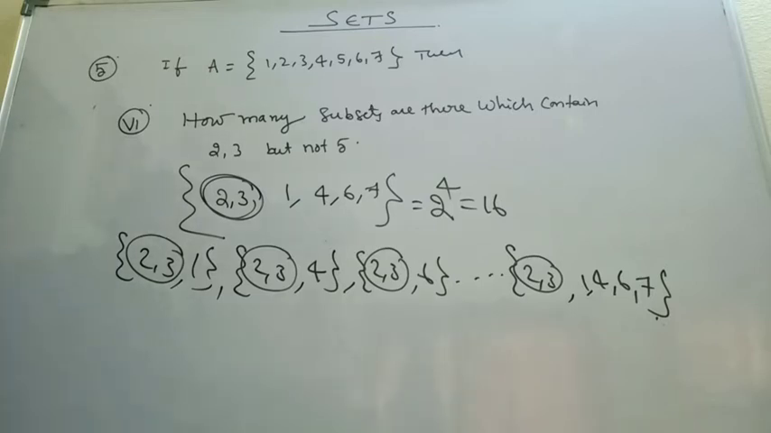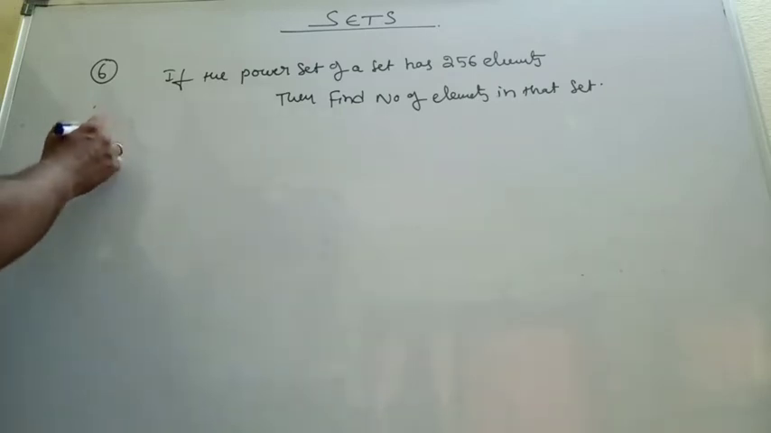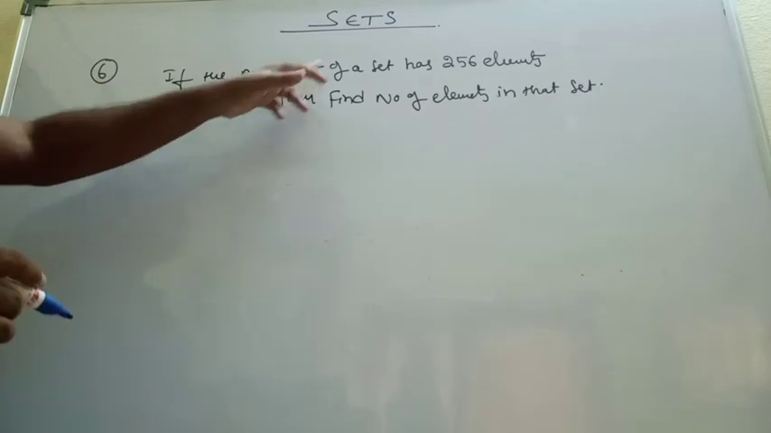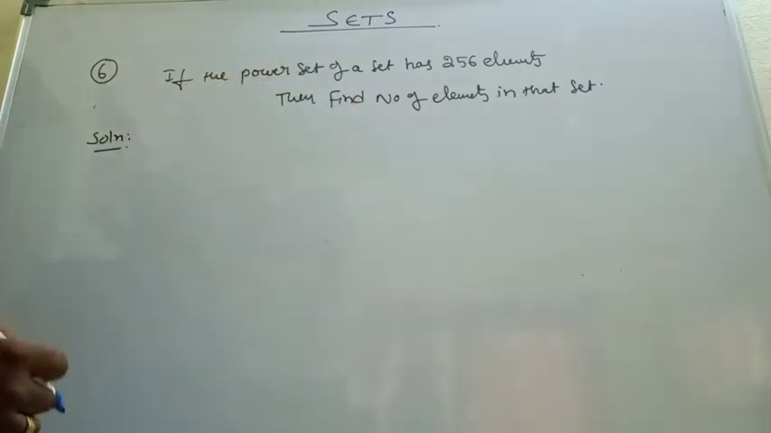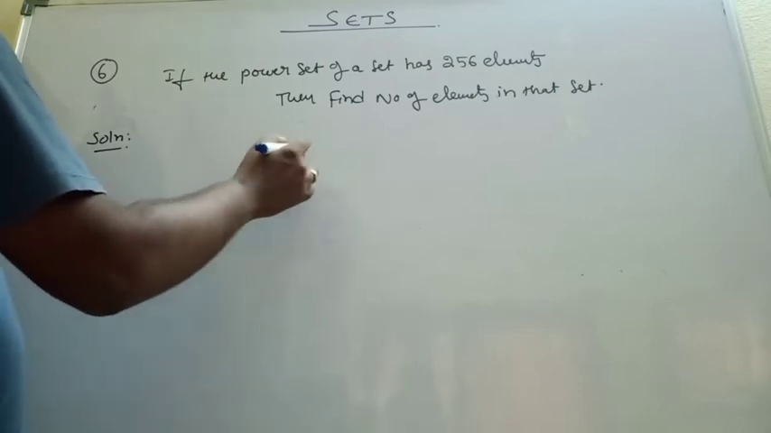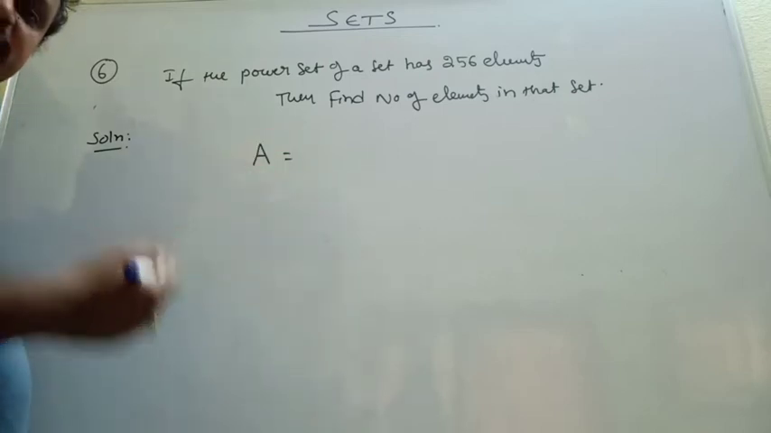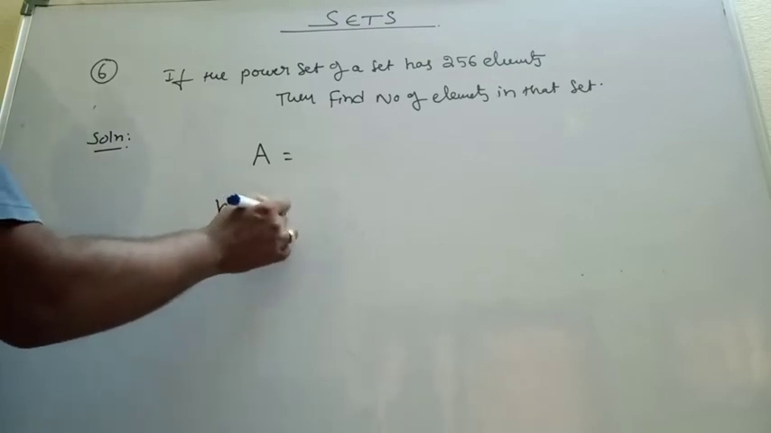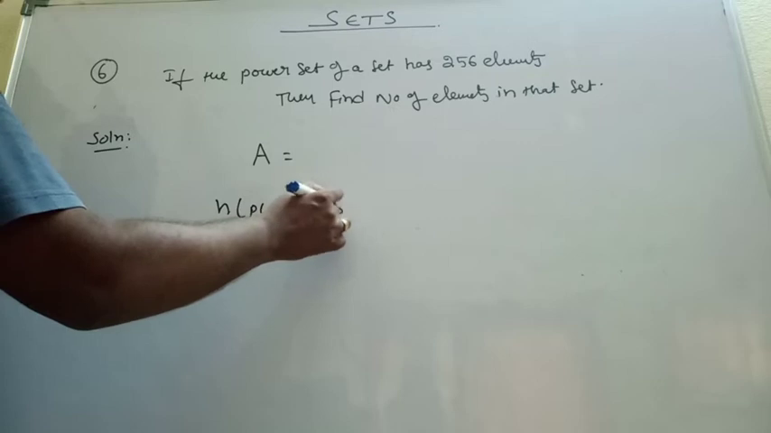Right? Now see, my dear students, this particular problem, okay, very simple and basic problem. If the power set of a set has 256 elements, find the number of elements in that set. Now A is that particular set. A is the set what we are having here. Now n of P of A, the power set of A, is having 256 elements.